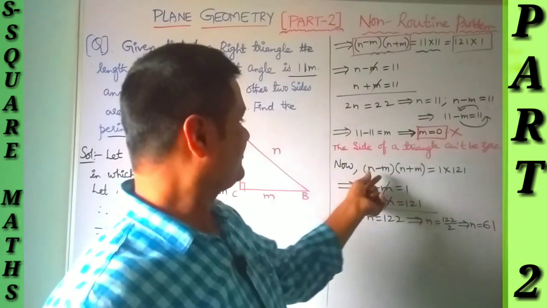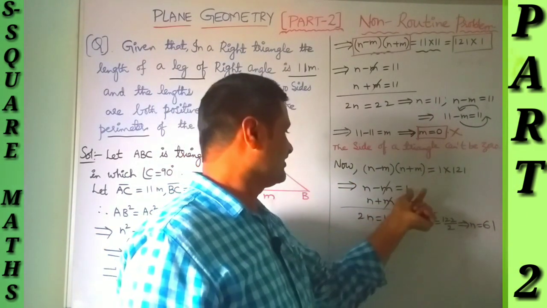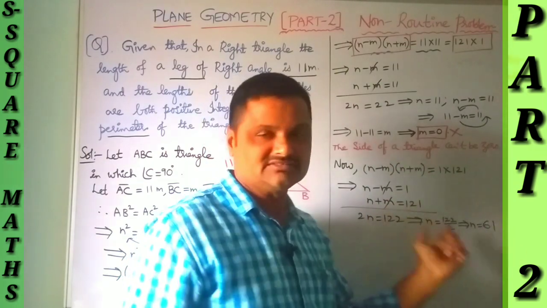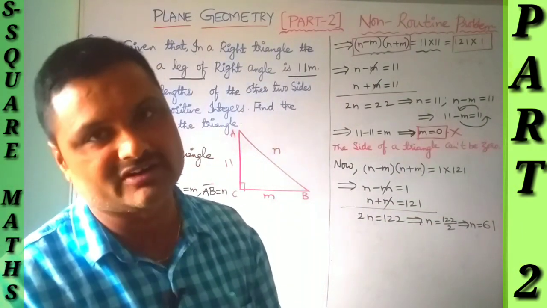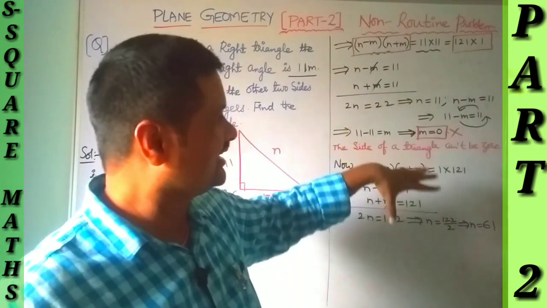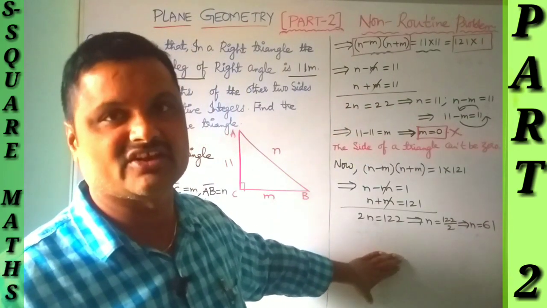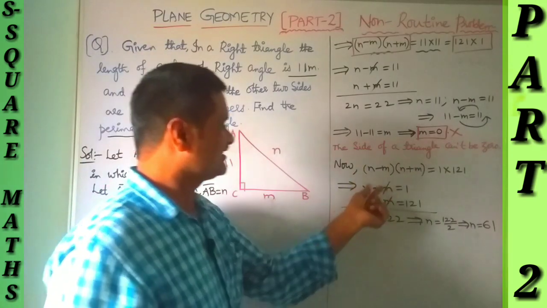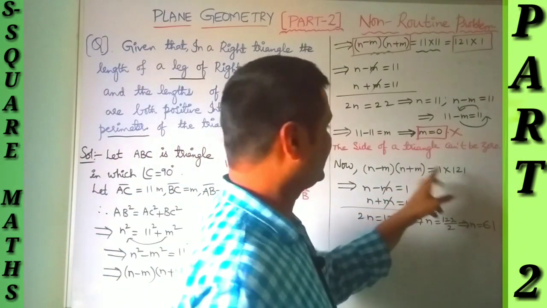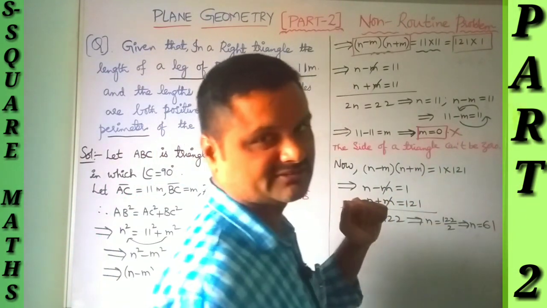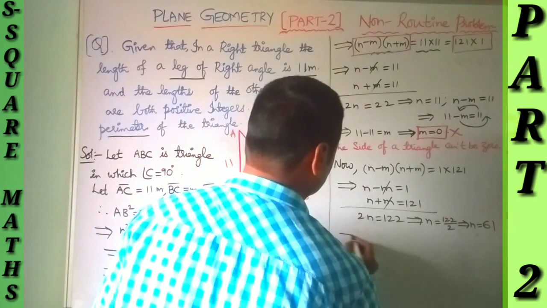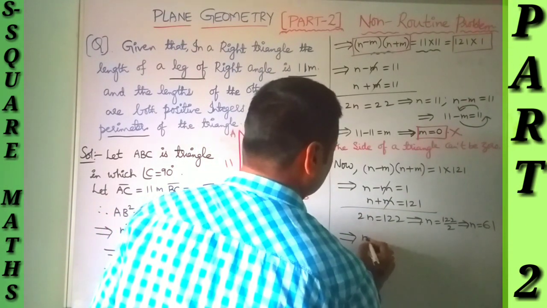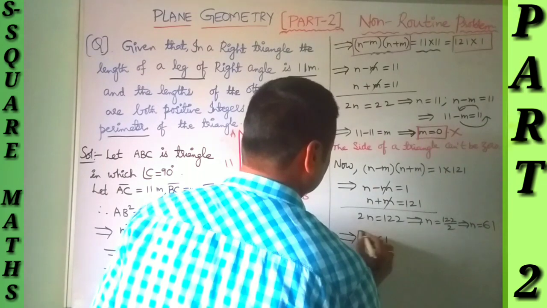So what happens if n minus m is equal to 121 and n plus m is equal to 1? Again you are going to get a contradiction, the n values and m values you are going to get again negative. So to avoid it, n minus m is equal to 1 we will consider, and n plus m is equal to 121. So this implies n is equal to 61.